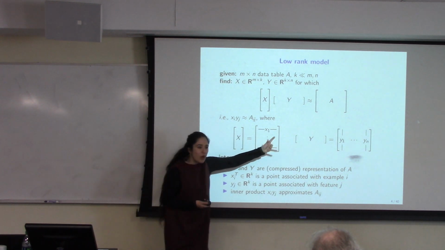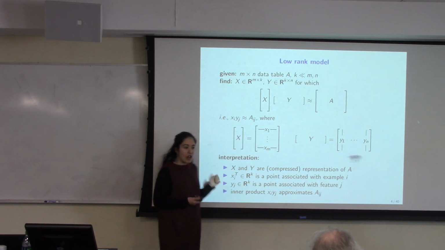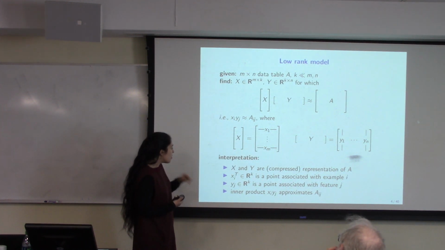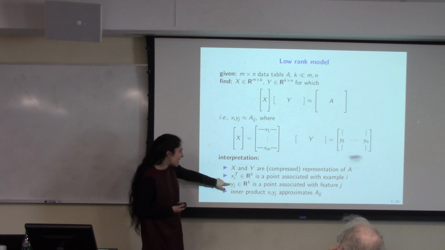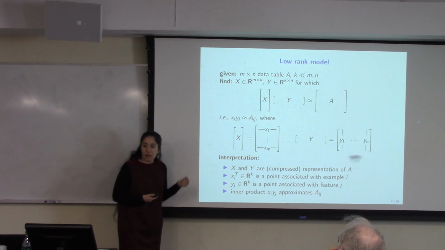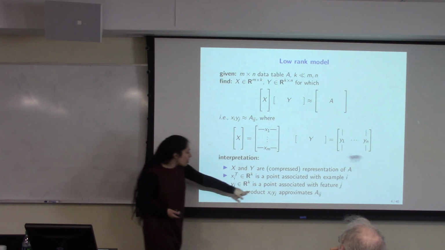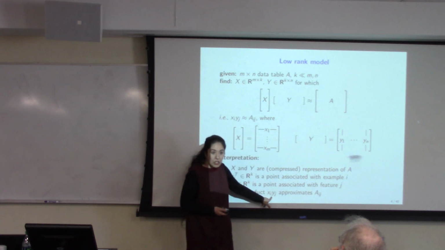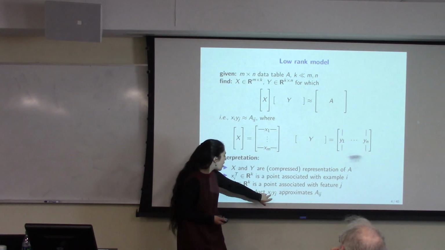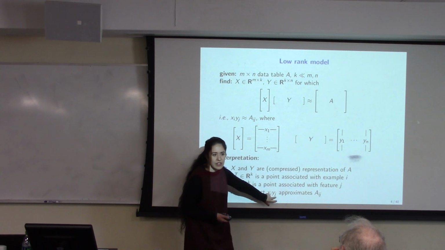Right. So you can think of these X and Y as a compressed representation of this data set. You can think of these X's and Y's as points associated with the examples and the features. And you can also approximate entries by looking at the inner product between x_i and y_j. Here, in this whole talk, x_i is a row vector. So it's a little bit weird, but this is an inner product.